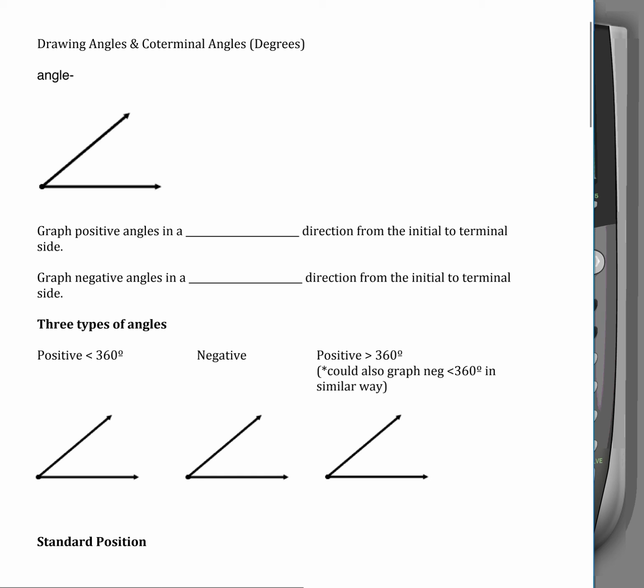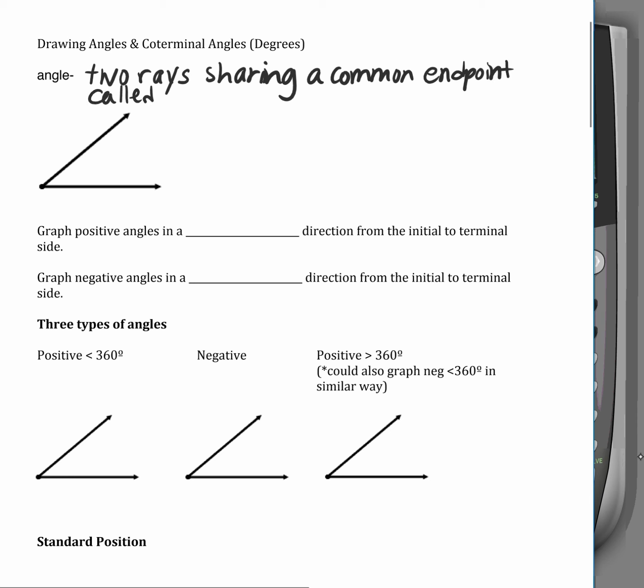In this first trig video, we are going to be looking at drawing angles and how to name them. So first thing, we want to define an angle back from our geometry days. An angle is two rays sharing a common endpoint called the vertex. So your vertex is right here.